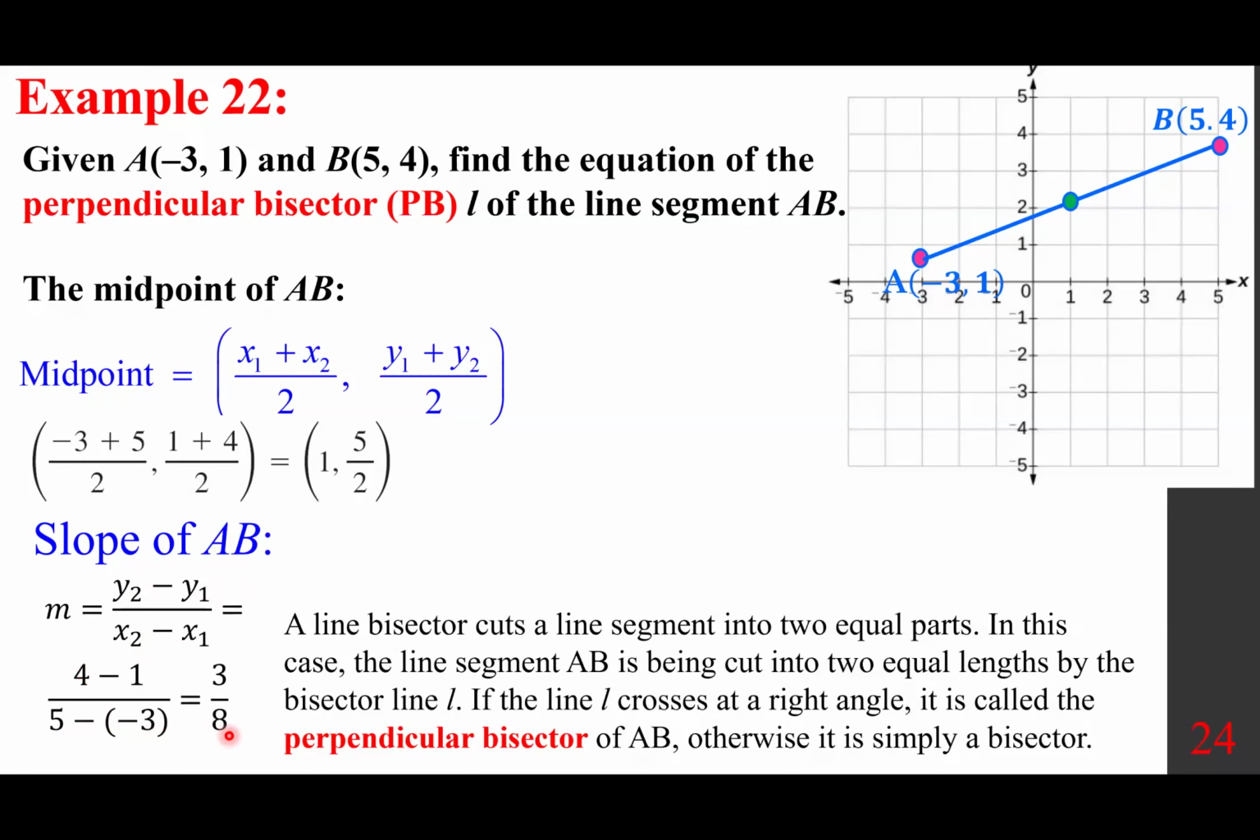Why do we need the slope of this line? Because the line that is perpendicular bisector makes a 90-degree angle, and the slope for that must be the negative reciprocal of this. So PB for short, the perpendicular bisector, has the slope negative reciprocal of that, which is -8/3.